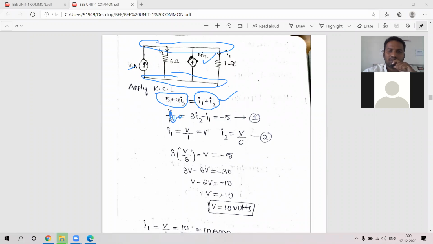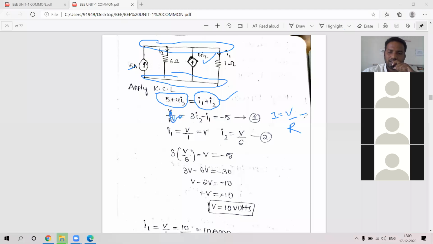Let me go for the 1 ohm branch. Just apply Ohm's law, that is I is equal to V by R. Here I am having the voltage V, because the unknown voltage is V only. Through I1, the resistor value is 1 ohm. So I1 is V by 1, I1 is equal to V, nothing but the voltage itself.